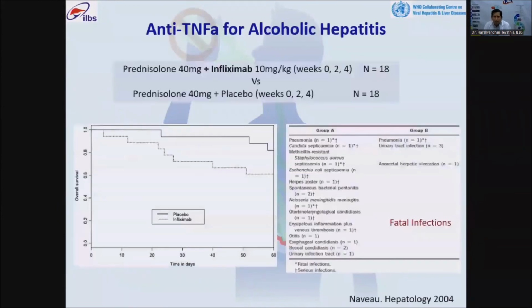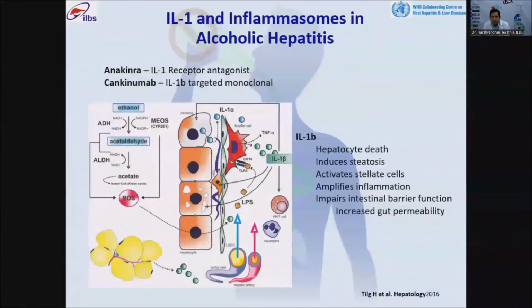increased risk of infection. You have TNF alpha and interleukin 1. And TNF has actually, that is infliximab. Infliximab is commonly given in patients with IBD. So they used infliximab. What they had seen was that it caused fatal infections, thereby this trial was abandoned, and anti-TNF at present at least does not have a role in alcoholic hepatitis.